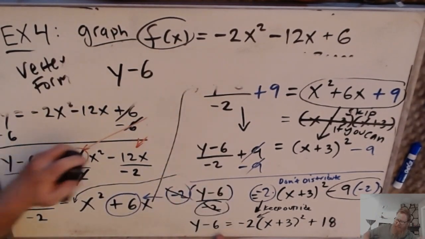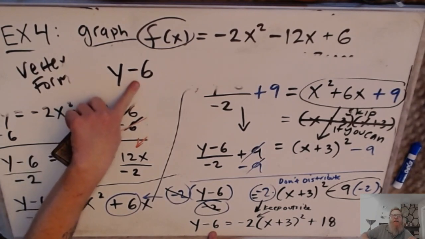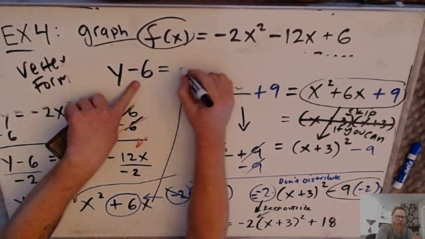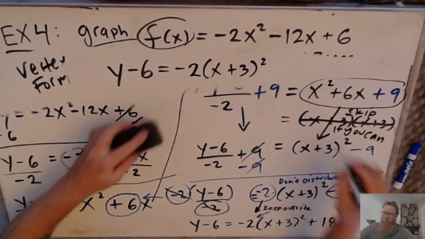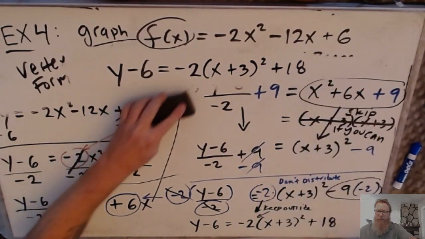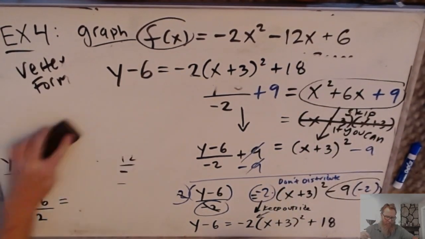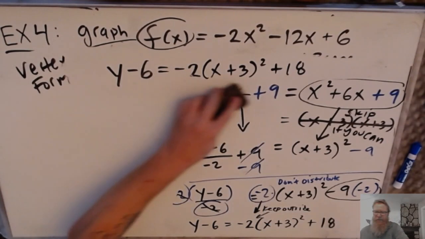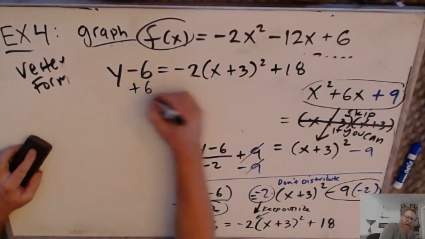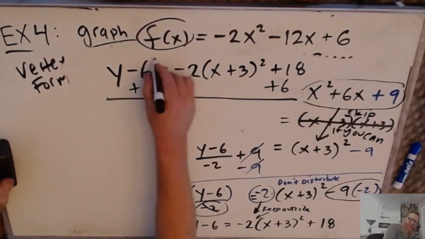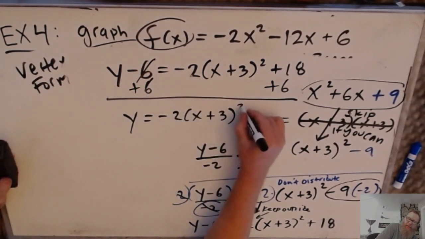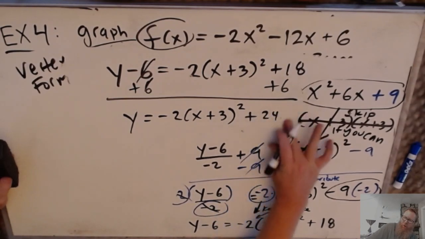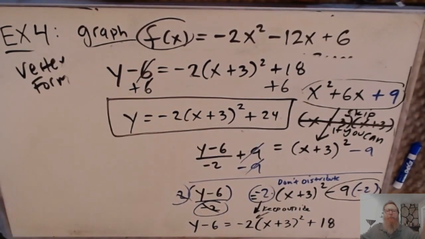I forgot to move the 6. You left a box in the garage, Dr. Jordan. All right, I'll go grab that one more box. One more box. I got to add 6 to both sides. Oh, my vertex is going to be way up at 24. We're going to need a big piece of graph paper.